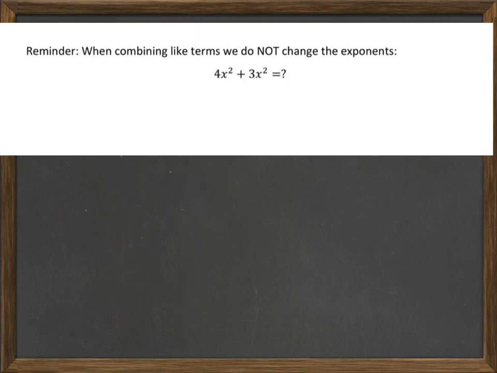The other thing I want to cover before we start doing some examples is what happens when we add two terms. For example, what if I have 4x squared plus 3x squared?